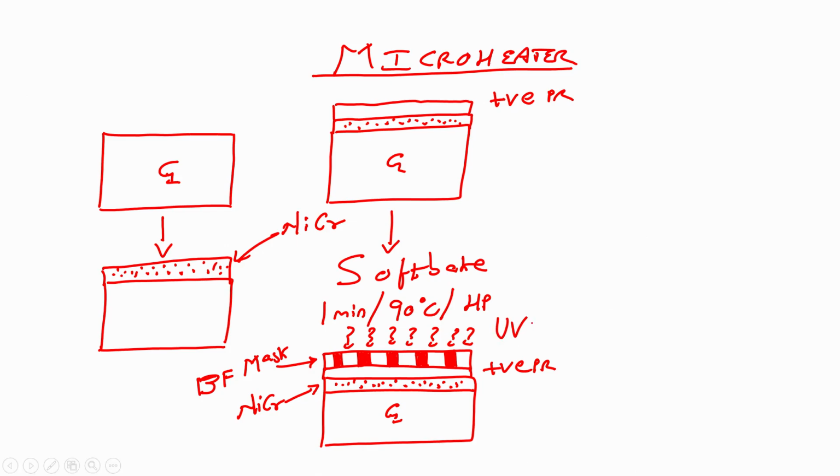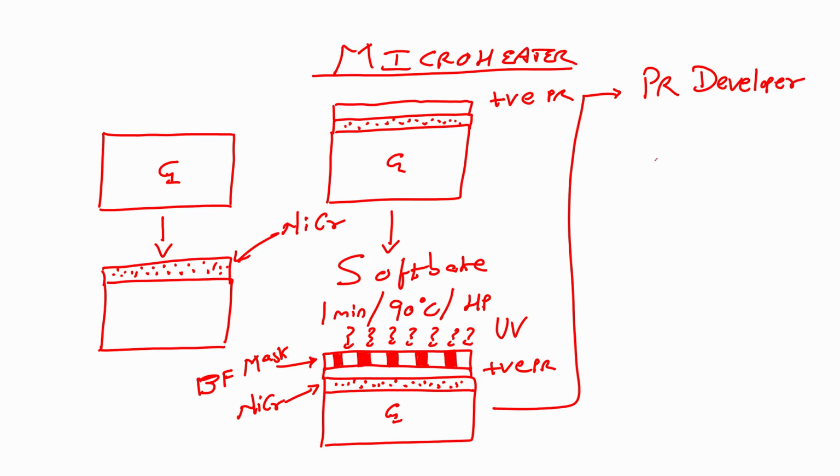right. After this, if I go here, I will unload the mask and dip the wafer in a photoresist developer. When I dip this wafer in photoresist developer, what will happen?